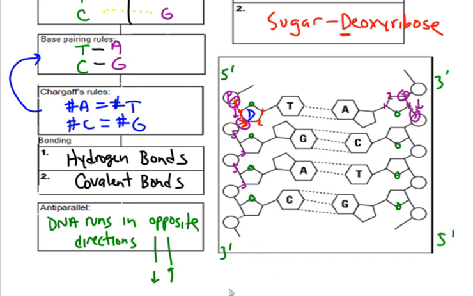The final two things we're going to focus on, these bonds right here, those are your hydrogen bonds between your nitrogen bases, and then your bond between your sugar and your phosphate, deoxyribose and your phosphate. This is going to be your covalent bond.